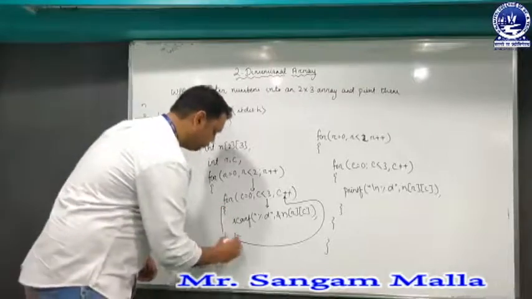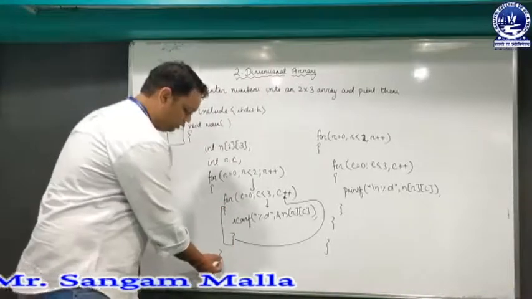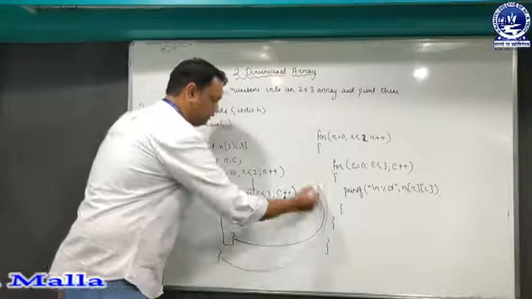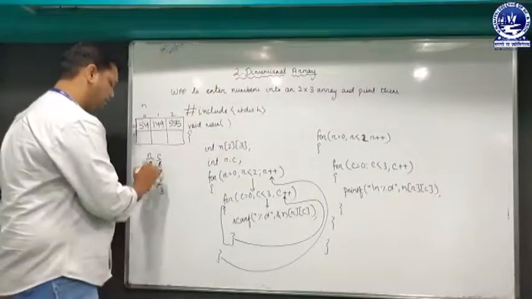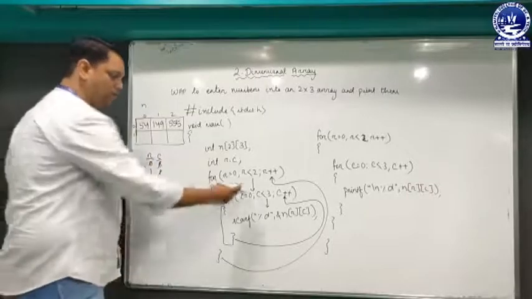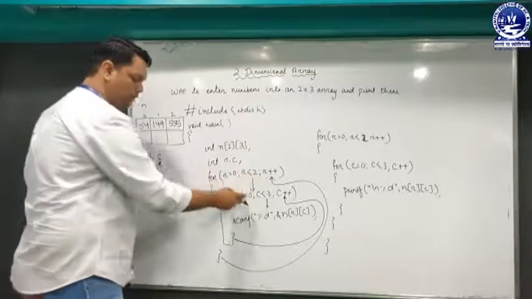So it will come out from this loop and it will come to this curly bracket, and this curly bracket will be redirected to r plus plus. That means r will have the value 1. So 1 is less than 2. Yes, true. It will come over here.